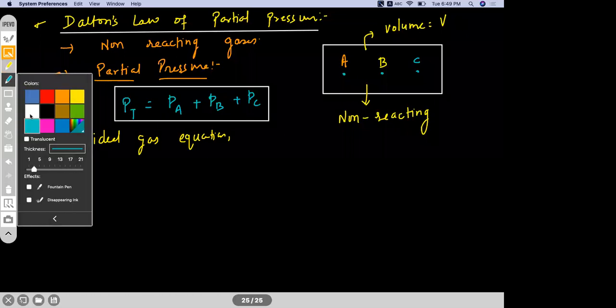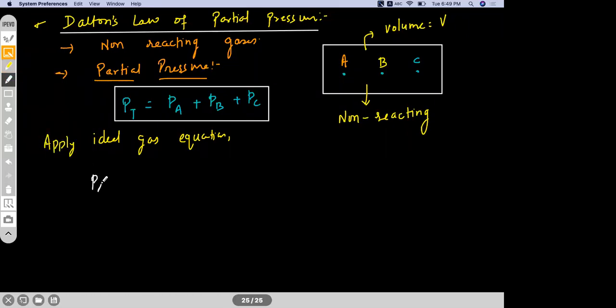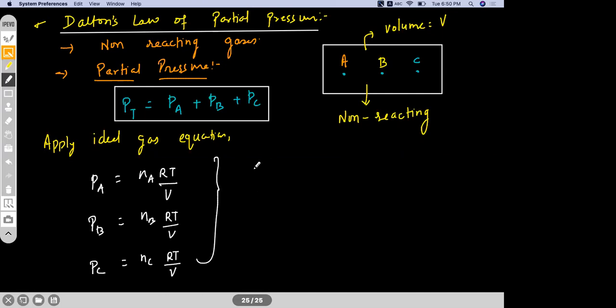So what we can write, the partial pressure of A, that is PA, is equal to NA RT by V. V is the volume of the container. Similarly, we can write PB and PC also. PB is equal to NB RT by V. And PC is equal to NC RT by V. So according to Dalton's law, if you calculate the total pressure, PT is equal to the sum of all the three. So we'll take RT by V common. And this becomes NA plus NB plus NC.